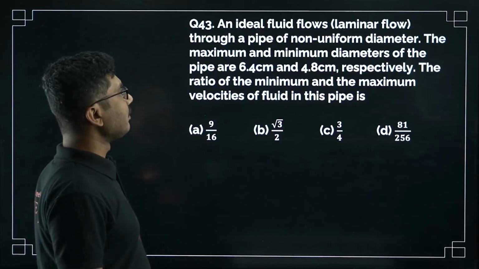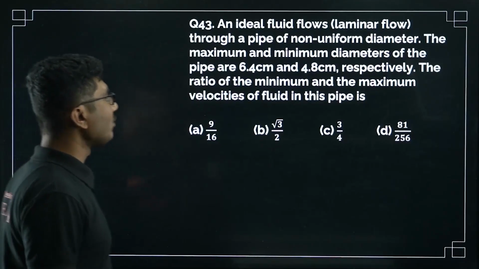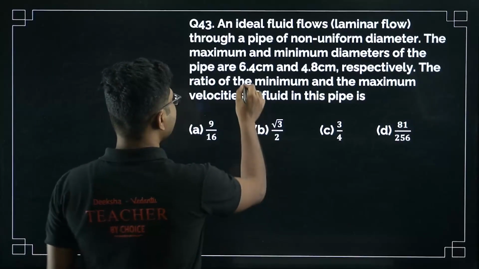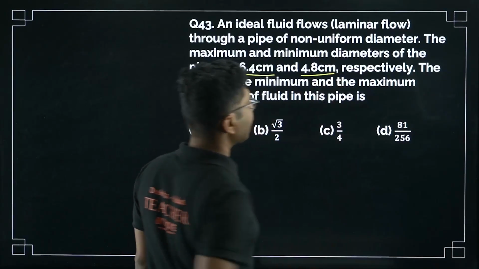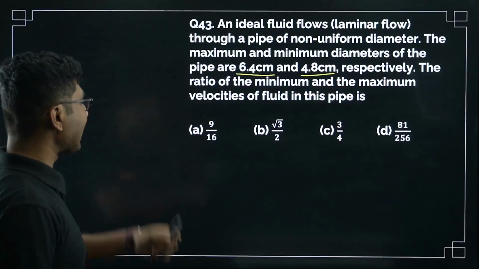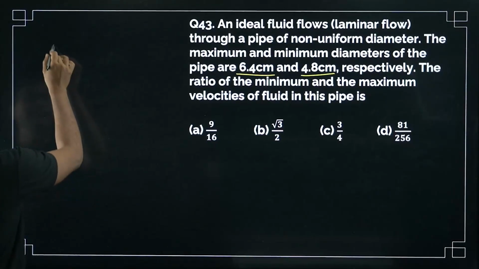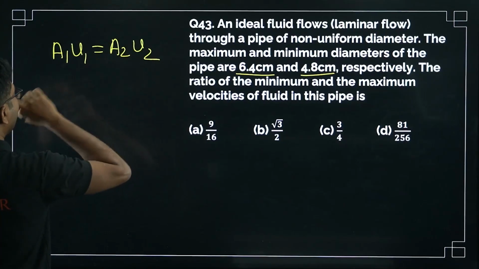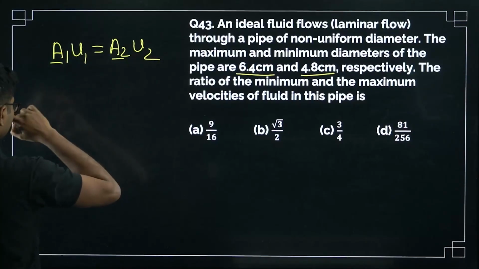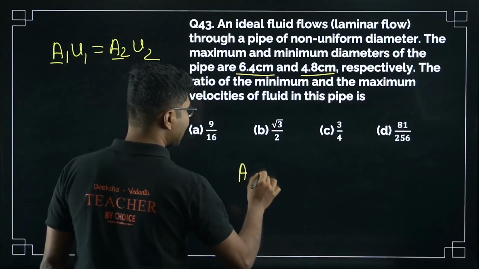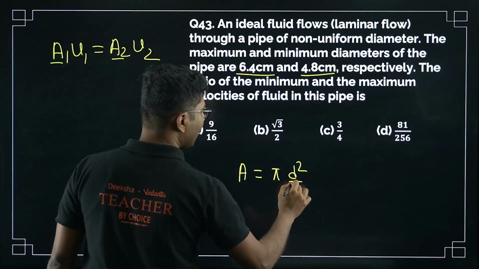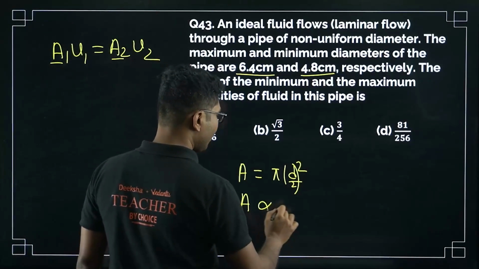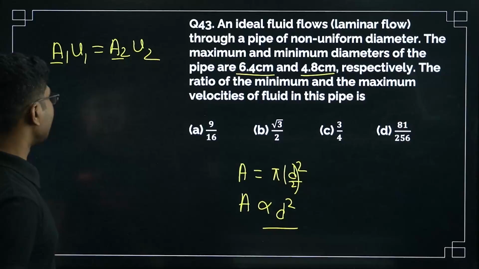An ideal fluid flows, laminar flow, through a pipe of non-uniform diameter. The maximum and minimum diameters of the pipe are 6.4 centimeter and 4.8 centimeter respectively. What is the ratio of minimum and maximum velocities of the fluid? Now we know that in case of laminar flow, A1 V1 equals A2 V2, where A is the area. Area is pi d by 2 whole square, so area is directly proportional to the square of the diameter. This is the knowledge we will use.